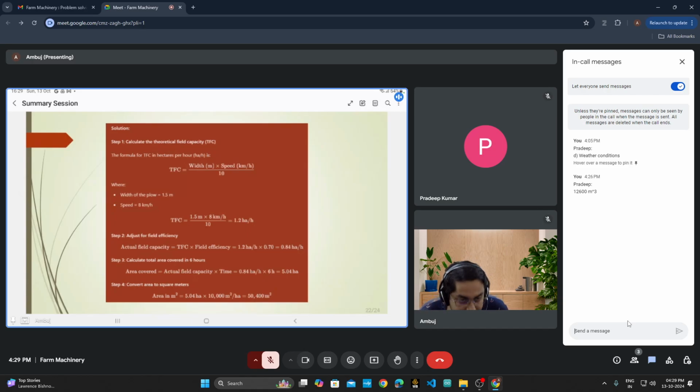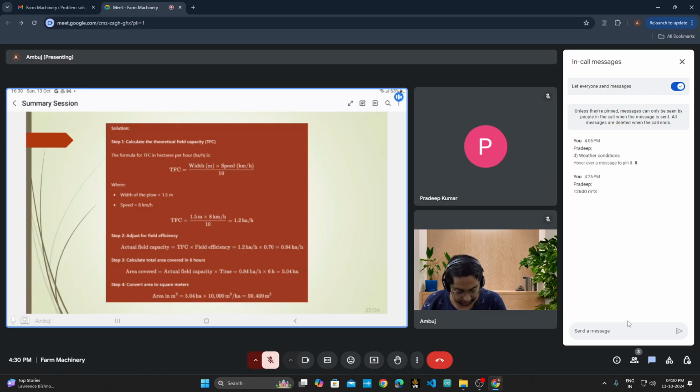Then area covered. What is the area covered? It is the actual field capacity multiplied by time. So the area which would be covered is equal to the actual field capacity, that is 0.84 hectares per hour, and I am carrying out the operation for 6 hours. Multiplied by 6, I'll get 5.04 hectares. That is the actual area covered. So 5.04 is the area in hectares.